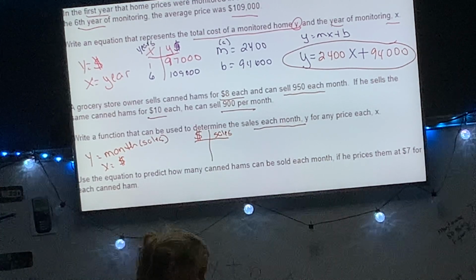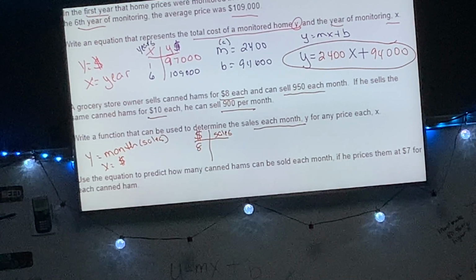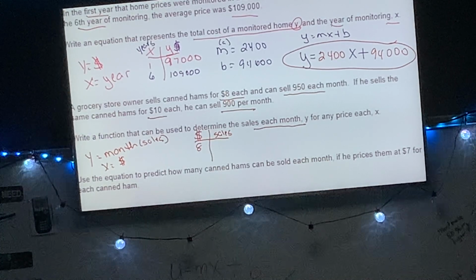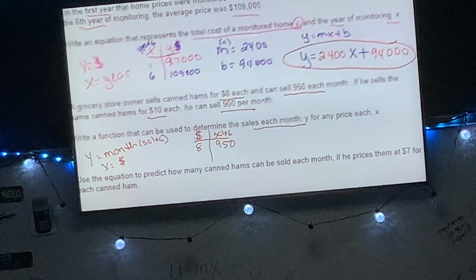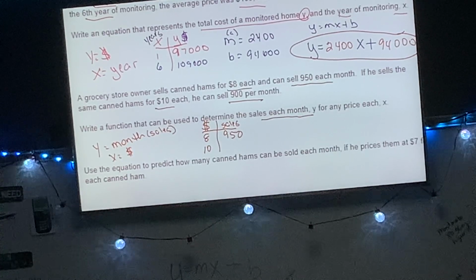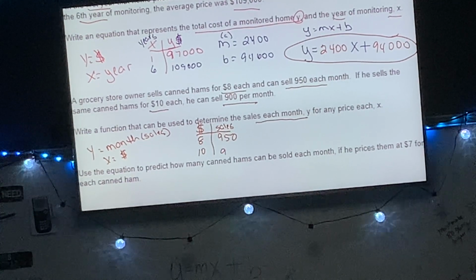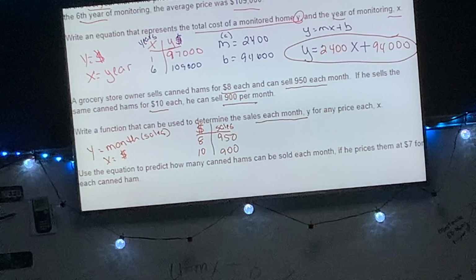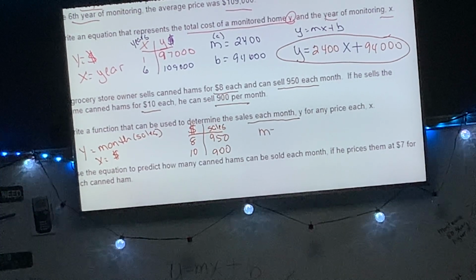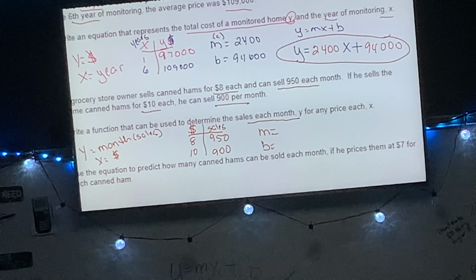So, $8, how many cans can we sell for that month? 950. If we sell them for $10 each, how many sales would we have? 900. Now you've set up your problem. We are going to find our slope and our y-intercept.